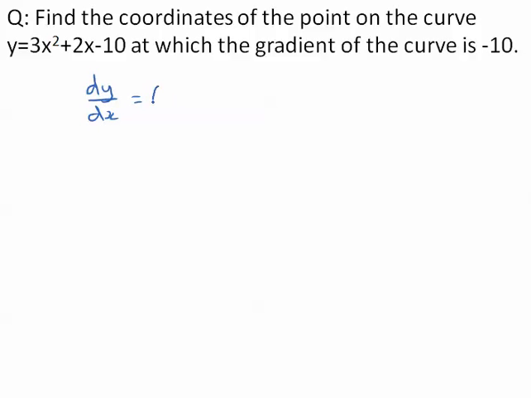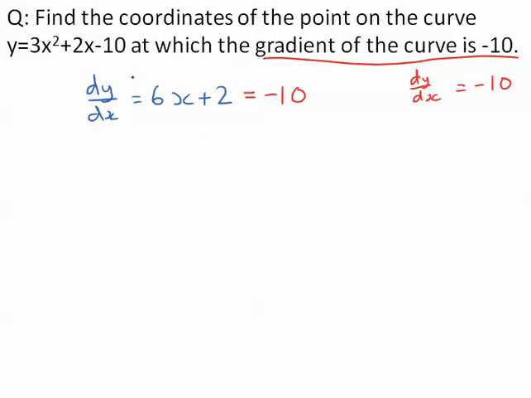So dy by dx is going to be 6x plus 2. And when it says that the gradient is -10, that's saying that dy by dx is equal to -10. But we already found dy by dx is this, so this has to be equal to -10. So if 6x plus 2 is equal to -10, then we know that 6x is -12, which means that x is equal to -2. So we found the x value where the gradient is -10, and we now just have to find the y value because we need the coordinates.